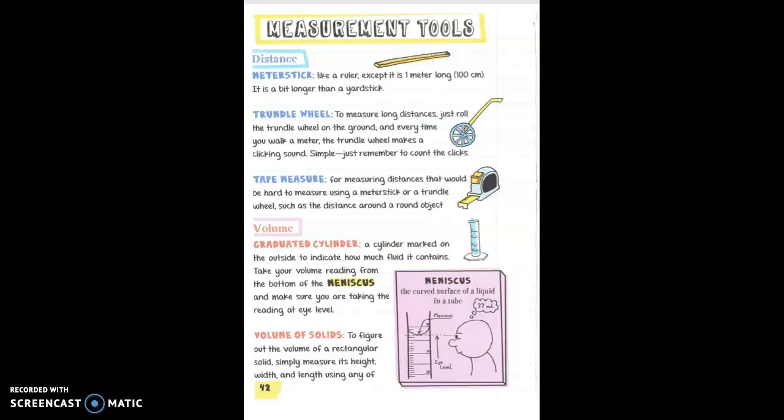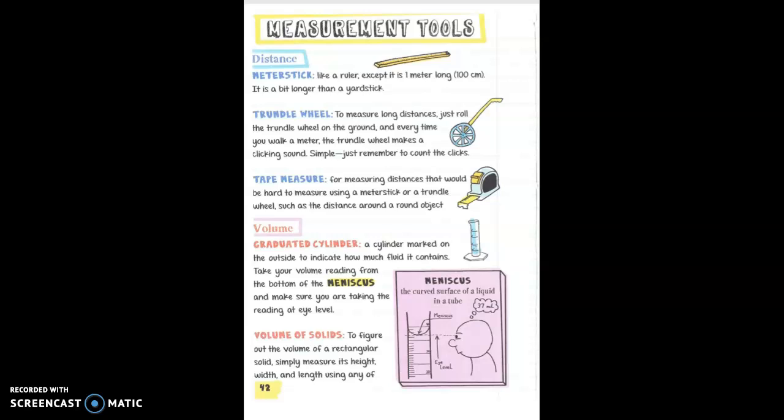A trundle wheel. To measure long distances, just roll the trundle wheel on the ground, and every time you walk a meter, the trundle wheel makes a clicking sound. Simple. Just remember to count the clicks. A tape measure. For measuring distances that would be hard to measure using a meter stick or a trundle wheel, such as a distance around a round object. Or if you're measuring things in your house, usually we use tape measures.